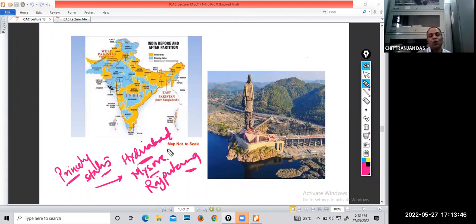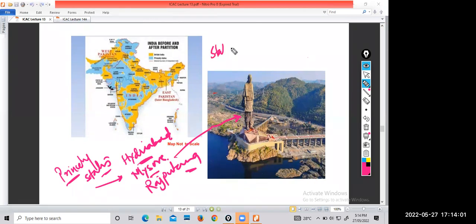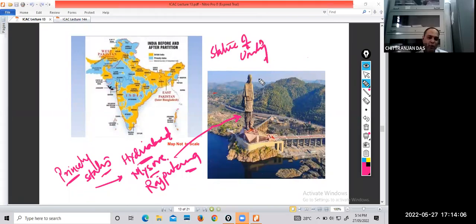So you know why the Statue of Unity is been built on the Narmada River? What is the reason? Why Sardar Vallabhbhai Patel statue is been built on Narmada River, which is called as Statue of Unity? This is the picture of Statue of Unity. Can you see that?